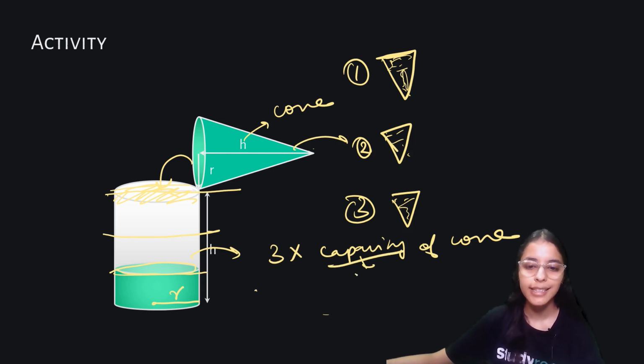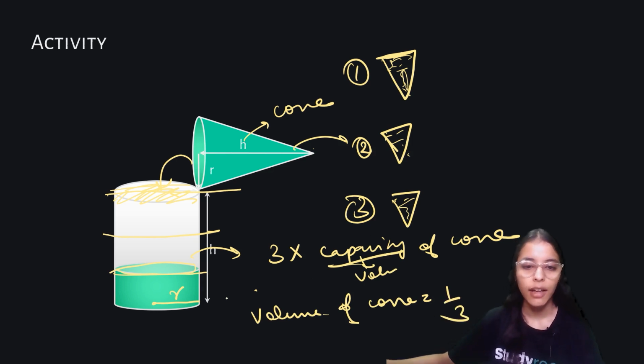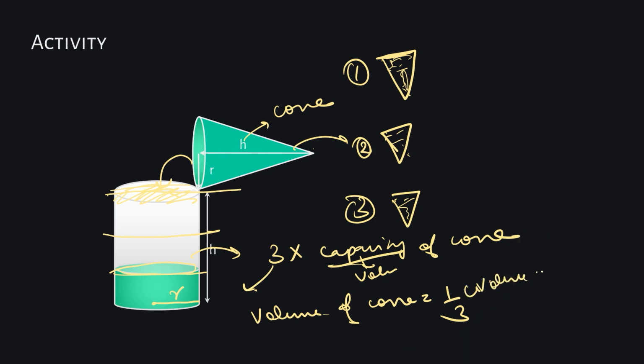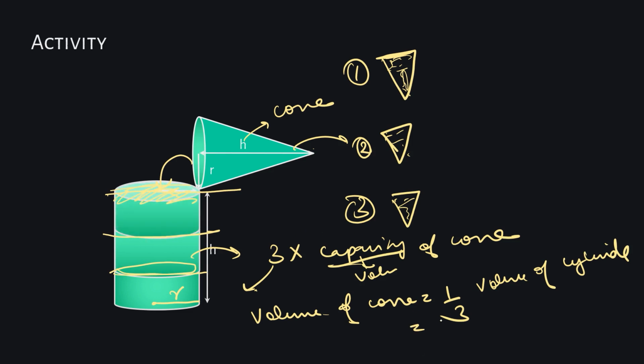We can say capacity is volume. So we can also say that volume of cone is equal to 1 by 3 times the volume of cylinder, right? And we know what the volume of cylinder is, right? Our volume of cylinder is given as pi r square h. So our volume of cone will come out to be 1 by 3 pi r square h.